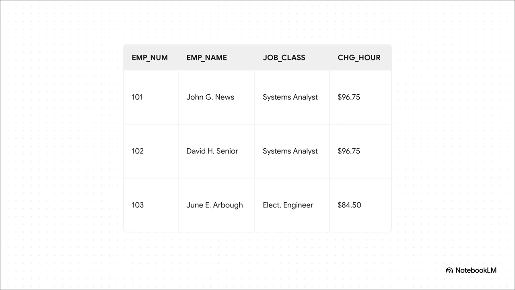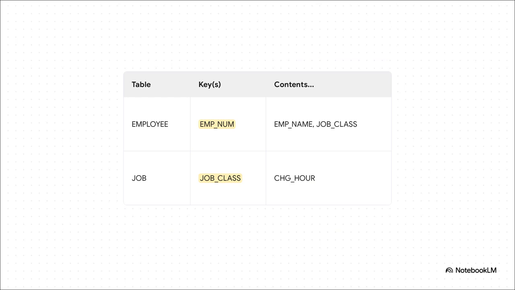But, wait a second, does the charge per hour really describe the employee? Nope, it describes the job class. Every elect engineer has the same charge per hour. So the charge depends on the job class, which in turn depends on the employee ID. That is a transitive dependency, and it's the last piece of clutter we need to clean up. And the fix, you guessed it, is to create another new dedicated table. We make a JOB table that holds just the job class and its charge per hour. The employee table now just points to the right job class. Now, every single table has one and only one purpose, and that is the ultimate goal of normalization.